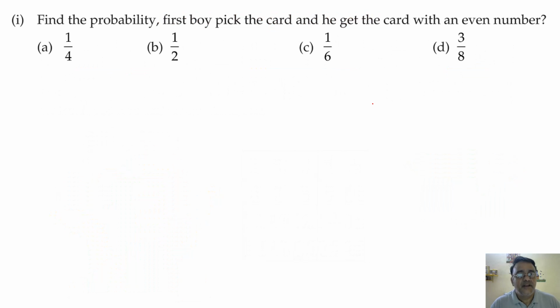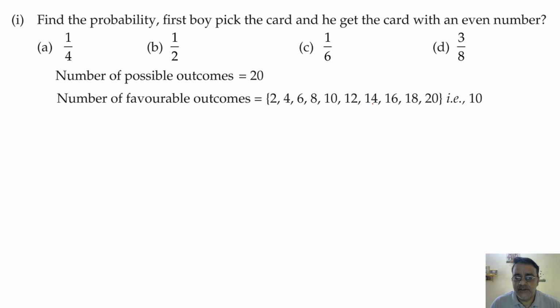First question: find the probability that the first boy picks a card and gets a card with an even number. So total 20 cards are there. And how many even numbers are there from 1 to 20? 10. Right. So what is the required probability? 10 by 20, that is 1 by 2. Right. So the correct option is option B. Now we are moving toward the next question.